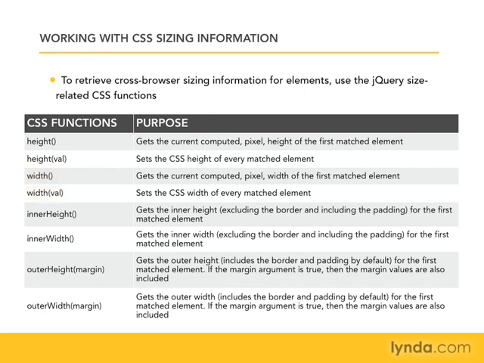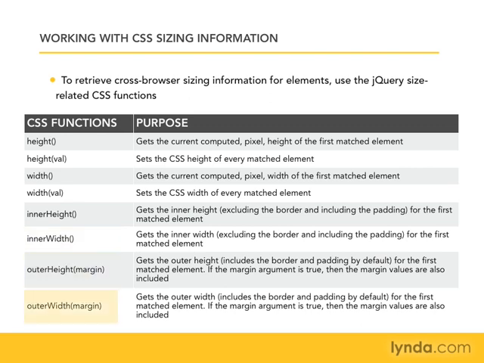The inner height and inner width will, for example, get the inner height, and that means excluding the border, but including the padding for the first matched element. And the same thing for inner width. This will figure out how wide something is, but again, excluding the border and including the padding.